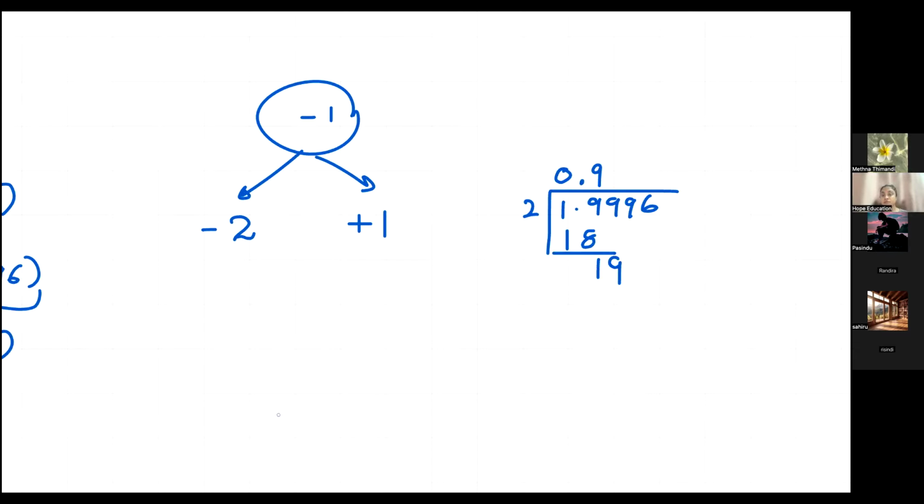Then 2 times again 9 is 18. 1 remaining. The 9 comes down. 2 times 9 is 18. 1 remaining. The 6 comes down. 2 times 8 is 16. So I get 0.9998.